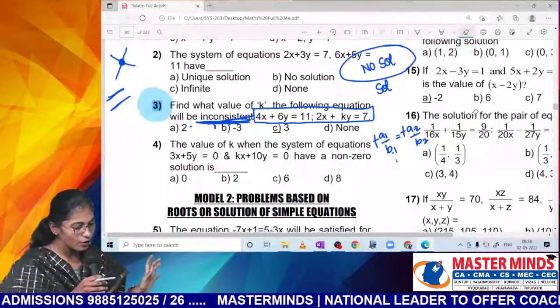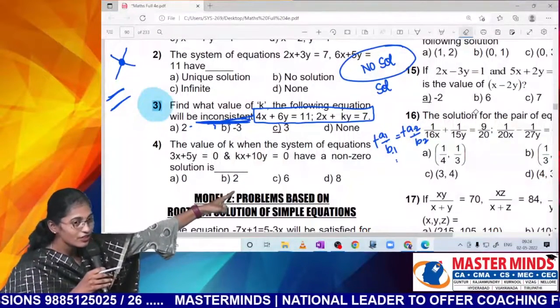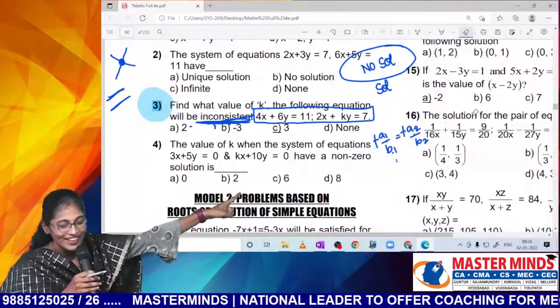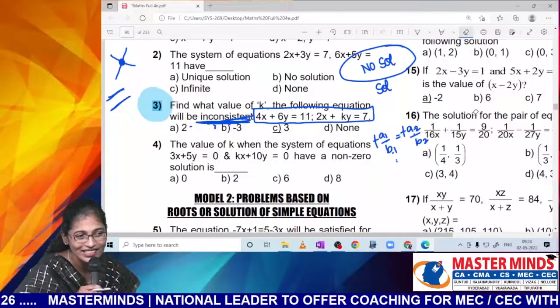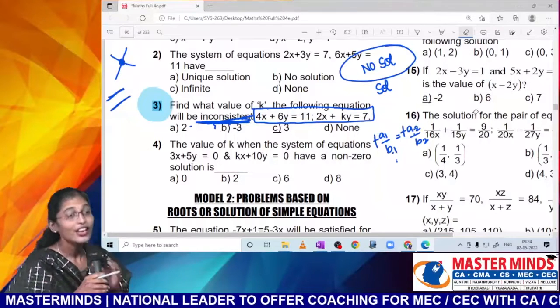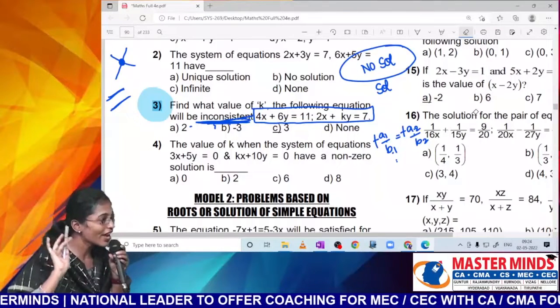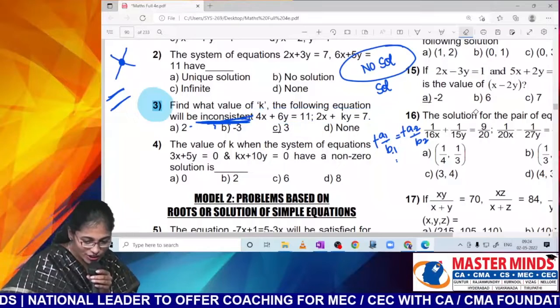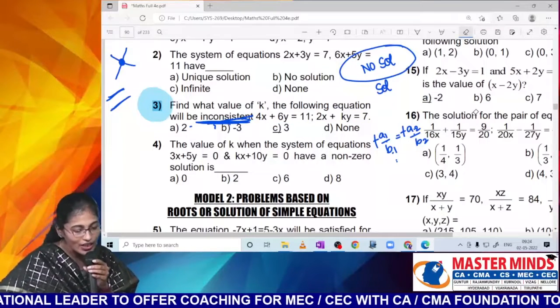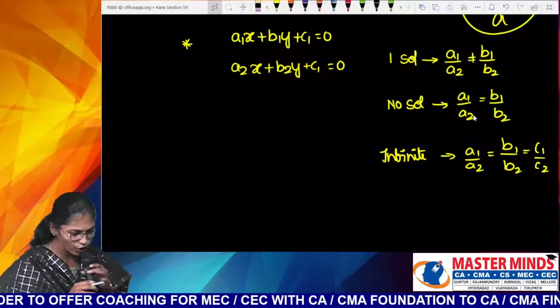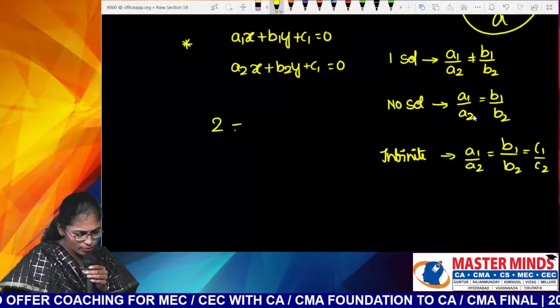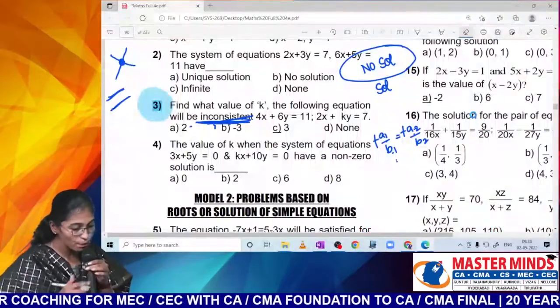Could you please tell me what is a1 in the first equation? a2? 2 or 6, guys? a2 is the coefficient of x. Okay? So what is the coefficient of x here? 2. So tell me, what is a1 by a2? 4 by 2. Don't you know what 4 by 2 is? 4 by 2 is how much, Nana? 2. Equals to b1 by b2.